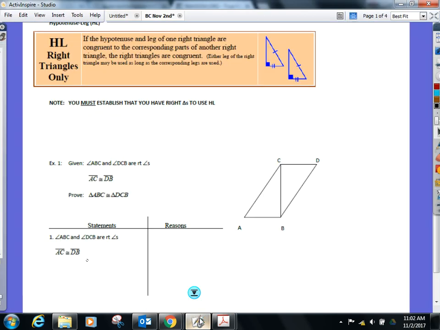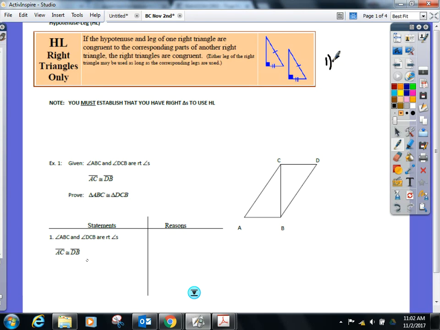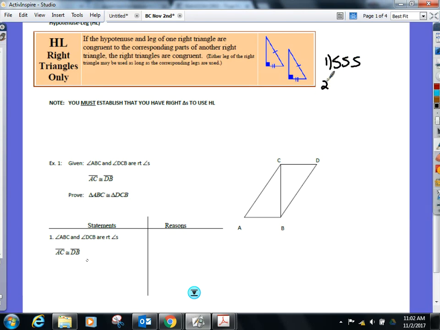Okay, we know that there are 4 methods of proving triangles congruent. We have side, side, side. Side, angle, side. Angle, side, angle. Angle, angle, side. Got it.